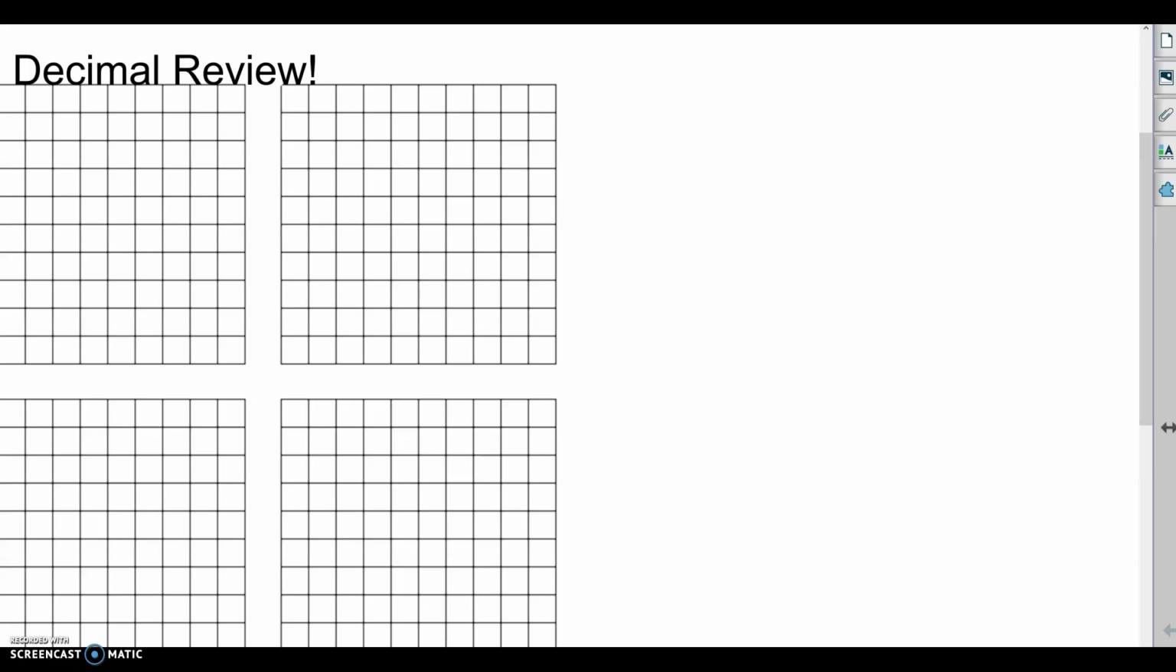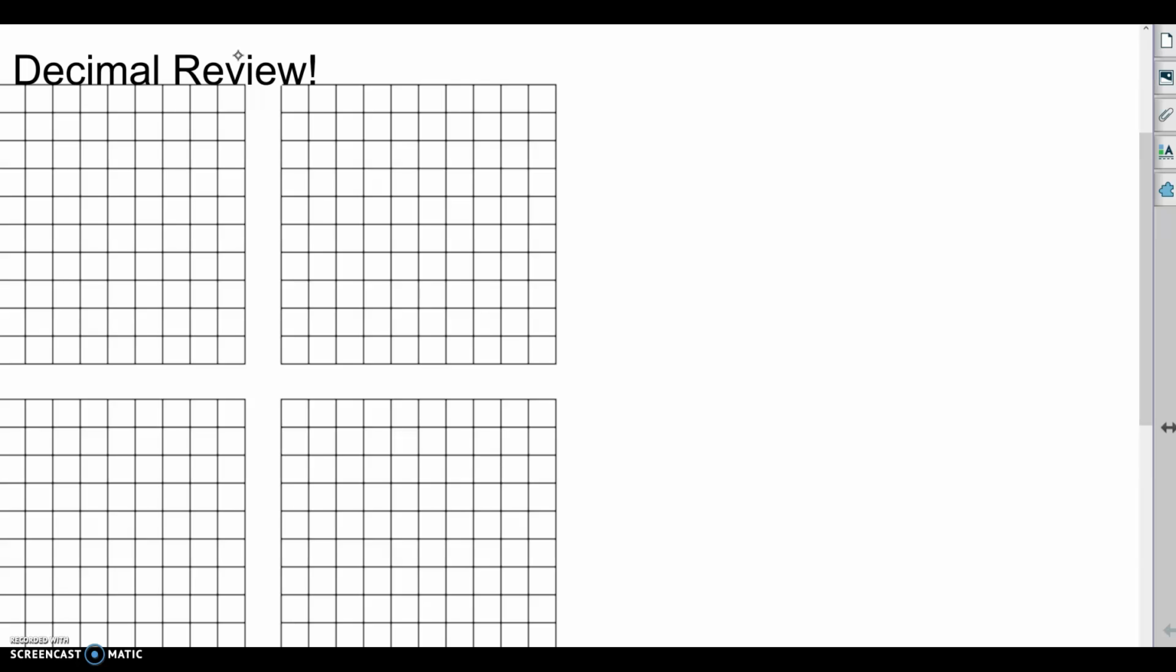So we are going to spend today just reviewing some of the things that you learned the last time that you were with me. So we're going to start out just by naming some decimals. So here I have my 100 square grids. Remember, there's 10 going up and 10 going across, so 10 times 10 is 100. So there's 100 squares there.